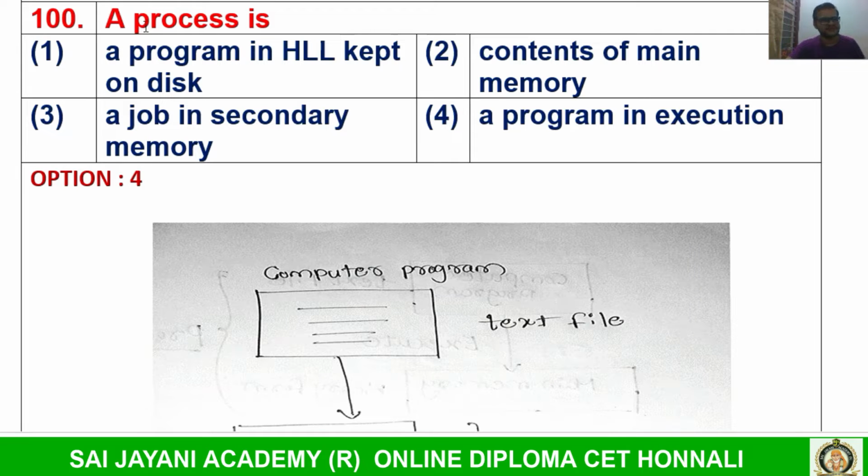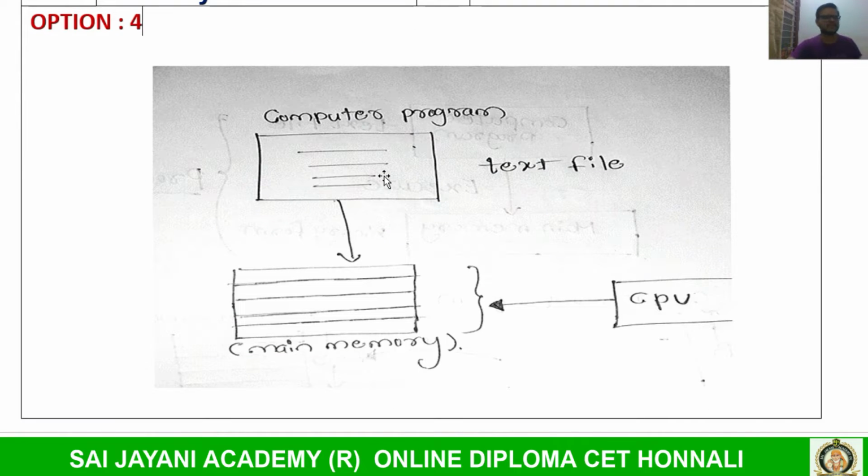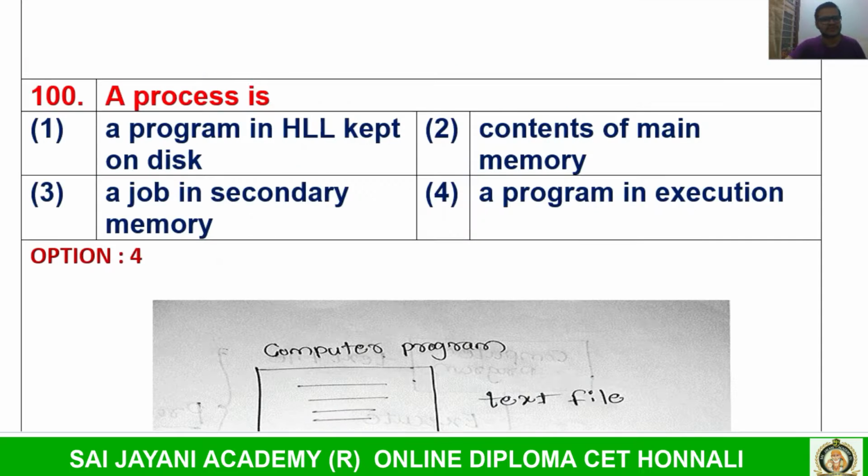In an operating system, a process is defined as a program in execution. Consider here we are taking a computer program. Whenever we write a computer program, it is in a text file, and that text file is loaded into the main memory so that the CPU can execute it. This entire operation is called a process. So for question number 100, option number 4, that is a program in execution, is the right answer.